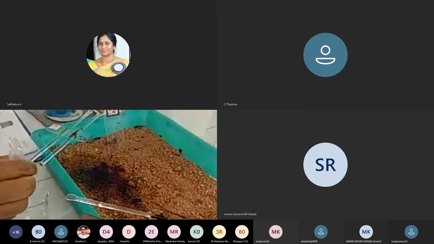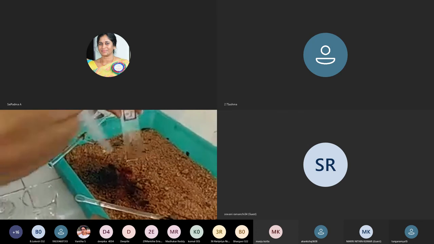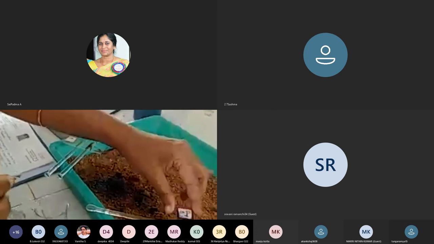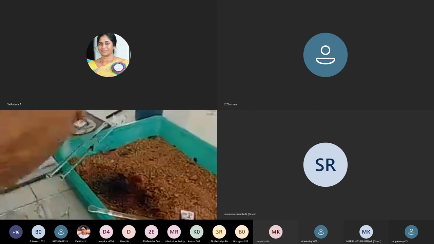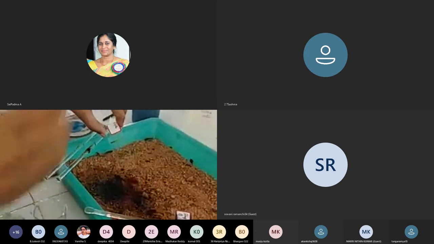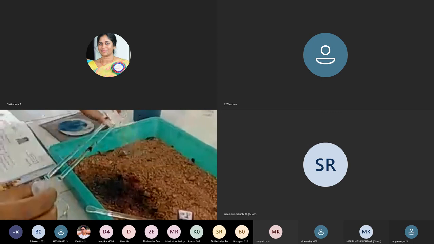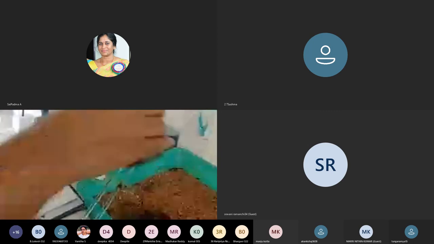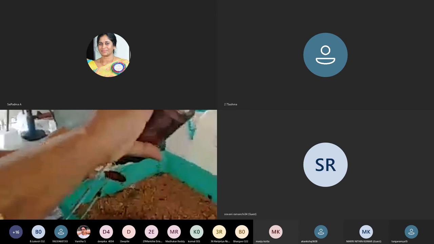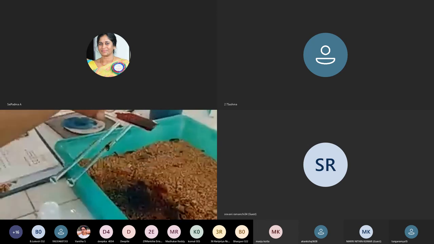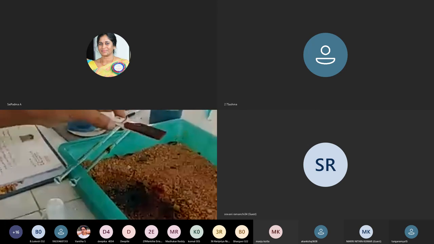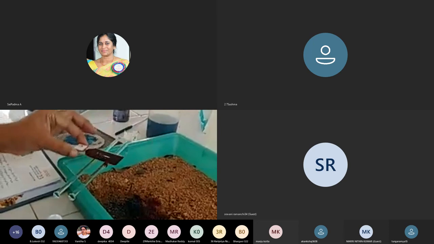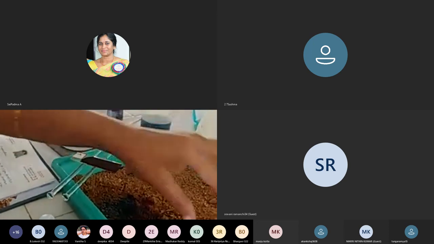After addition, we will just rinse once with water, and then we'll go with the counterstain addition. Now we'll add the counterstain, that is safranin. This is safranin. It's also a basic dye, the most preferred counterstain because it should give a contrasting difference. That's why we are using the best counterstain, that is the safranin.